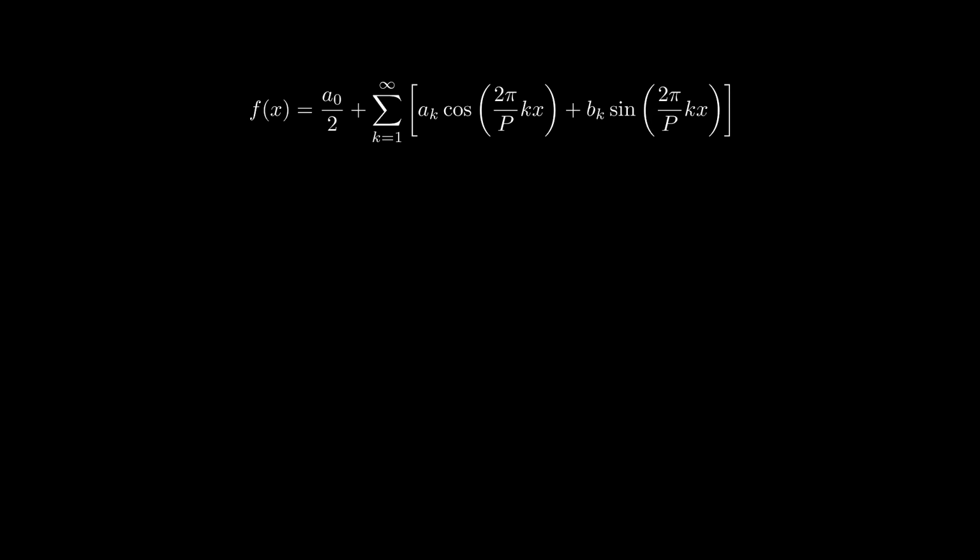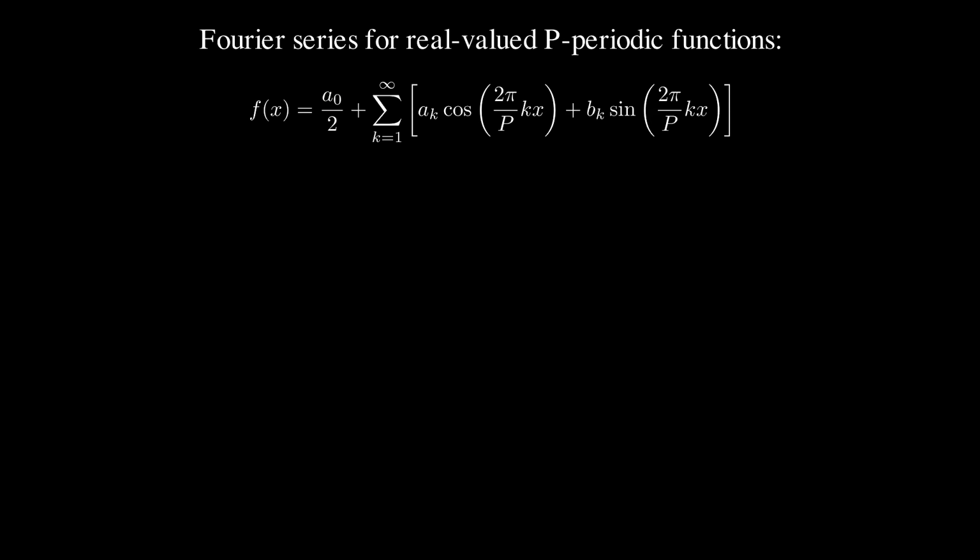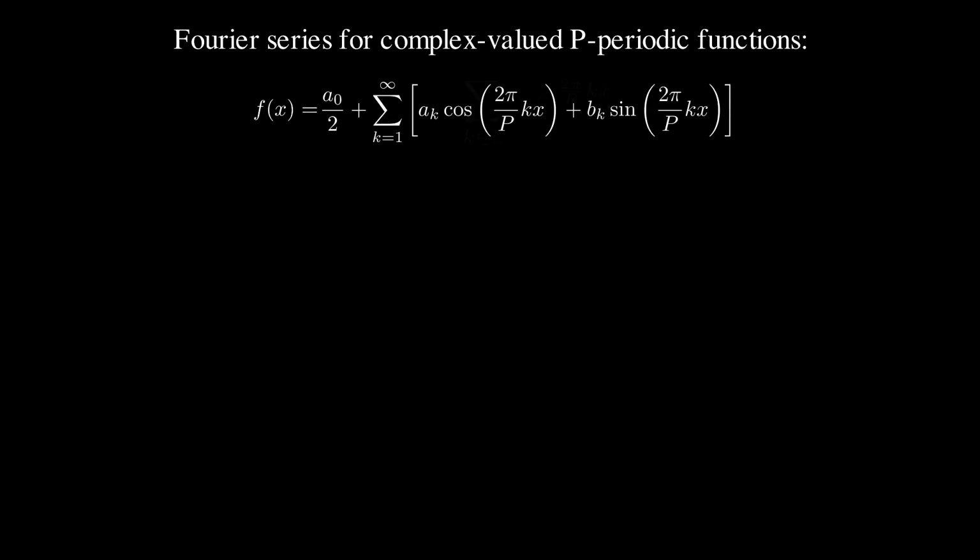As we have seen, a real-valued function with a period p can be described as a linear combination of sines and cosines of different frequencies, and an additional constant shift. This is the Fourier series for real-valued p-periodic functions. Each term captures a different frequency component, like musical notes blending into a chord. But there's a more elegant version when we look at complex numbers.